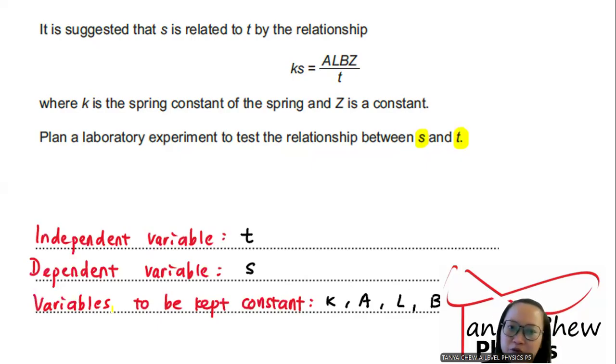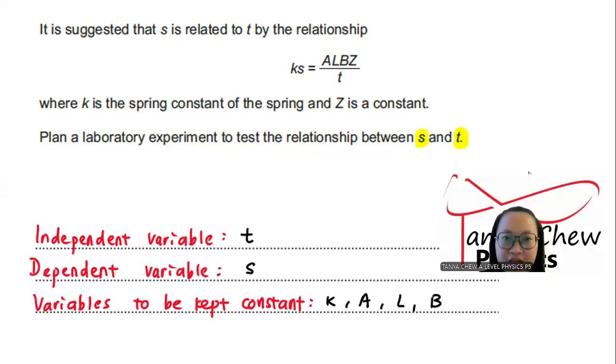And what about the variables to be kept constant? Look at the equations given. Apart from S and T, and Z, because you're supposed to determine the value of Z in this experiment. So you cannot write Z as your variables to be kept constant. You don't know Z. So apart from S, T, and Z, all the physical quantities given in the relationship are your variables to be kept constant. So K, L, A, and B.